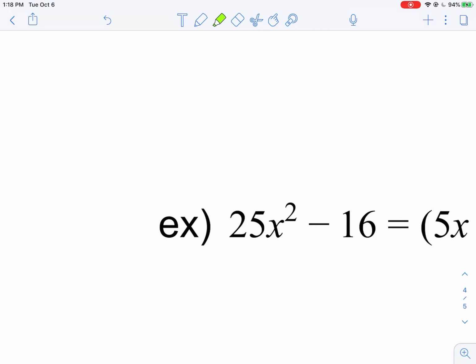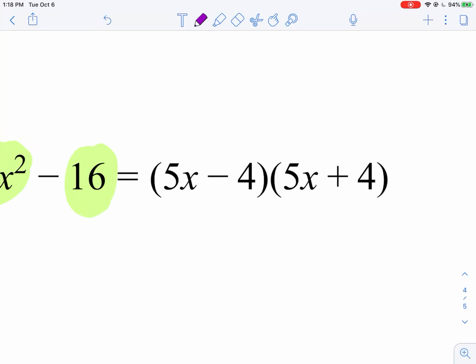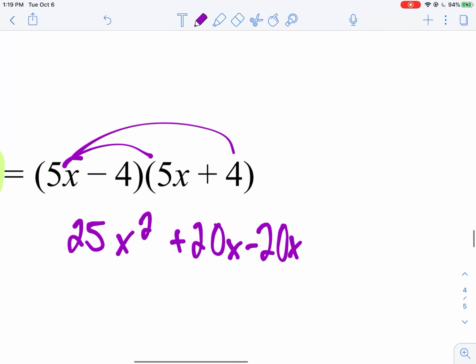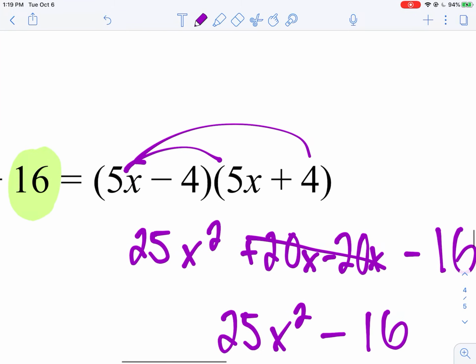So here's another case of it. 25x squared minus 16. 25x squared, perfect square, negative 16. Well, 16 is a perfect square, not negative 16. And let's see. You get 5x minus 4 times 5x plus 4, because if we solve this out, right? 25x squared plus 20x minus 20x minus 16. So what happens? These cancel out right here in the middle, and you are left with a difference of two squares.